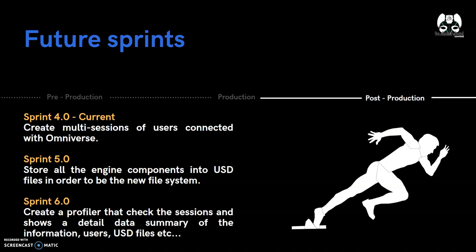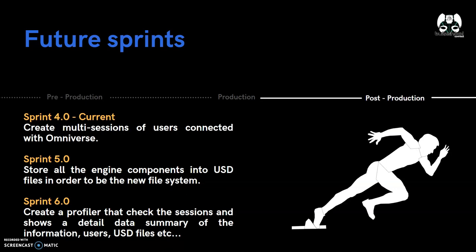And what is the future for this development? Right now, we are in the sprint number 4, that is to create a multi-session of users connected with Omniverse. But we hope to go to the sprint number 5, that in this case is to store all the engine components into USD files in order to be able to share that information with Omniverse, but also to be the file method to save information and stages in the engine.